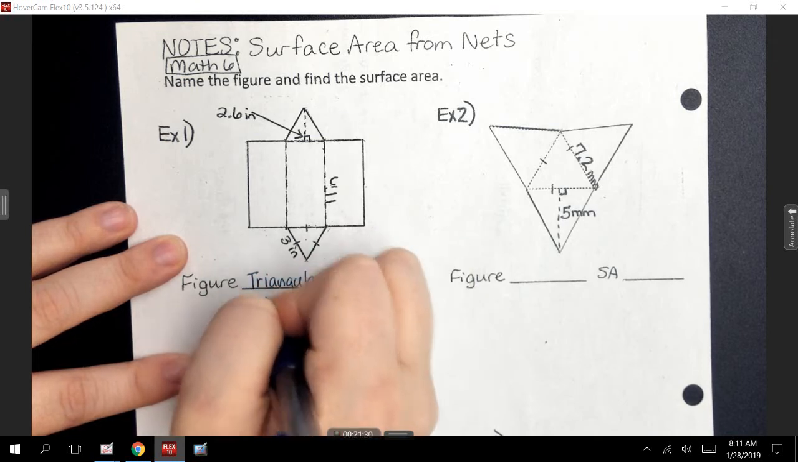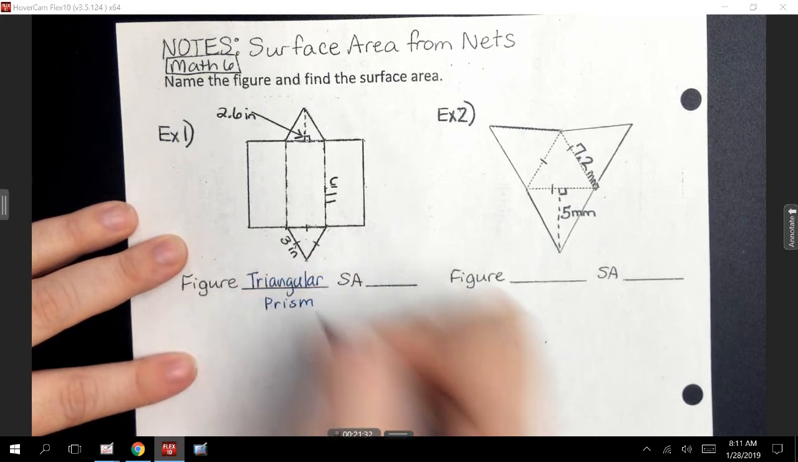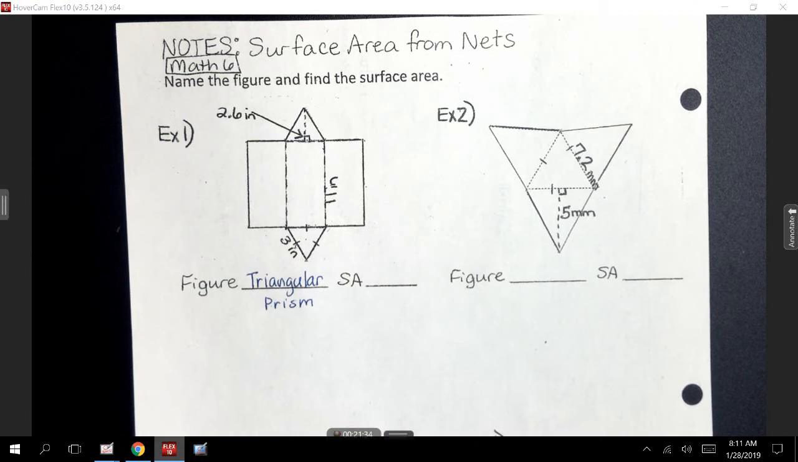Triangular prism. And here's the thing, guys. A few years ago, we made our students have to be able to draw these out. Right? Okay. Our students had to draw these out. Right now, guys, I'm going to give you the drawing, but you have to be able to name it, okay? So you're not going to have to draw it, but you do have to be able to name it. Are we okay with that being a triangular prism?